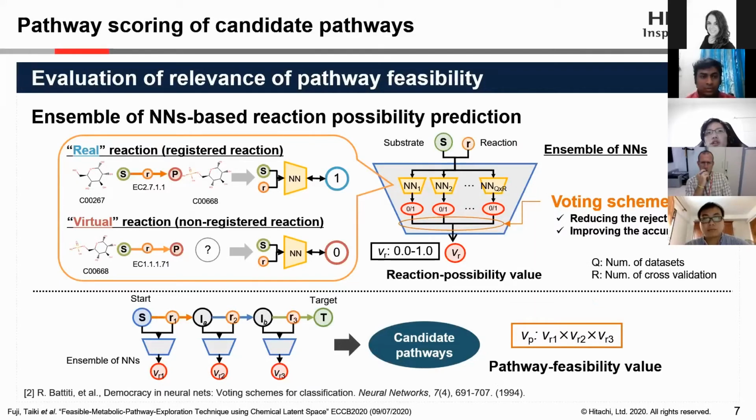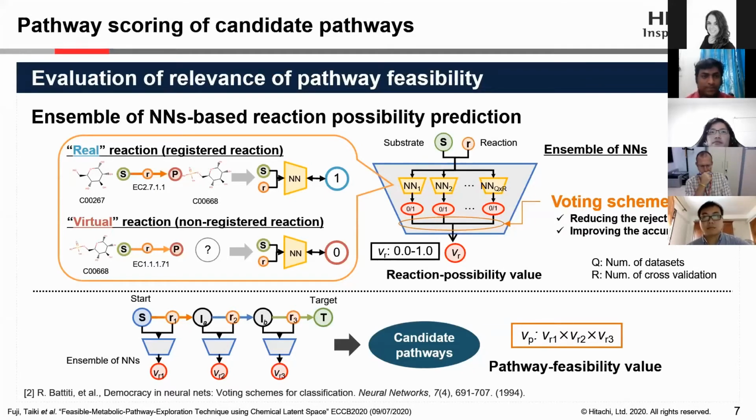We also developed a pathway scoring method to evaluate the pathway feasibilities. We developed an ensemble neural network-based reaction possibility prediction method to validate the relevance of reactions. The reaction possibility prediction is carried out using a voting scheme that averages the output of sets of discriminators trained with different data sets. The voting scheme is an effective method in terms of reducing rejection rate and improving the accuracy rate.